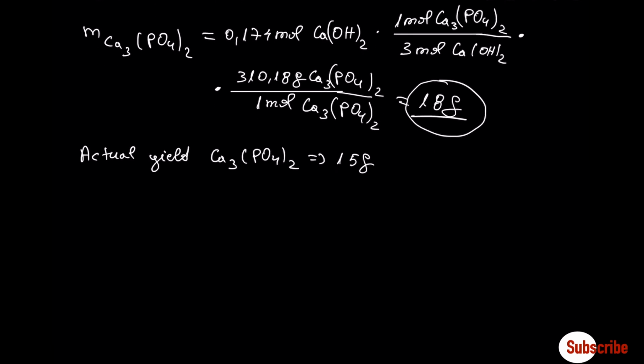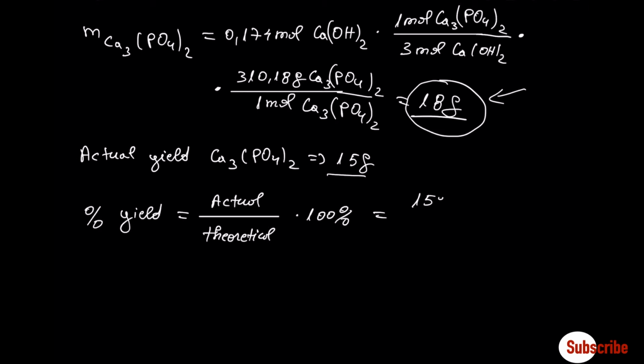So, in order to find the percent yield, we are going to use the theoretical yield that we calculated above, this one here, and the actual yield that is given here, this one. So from here we find that the percent yield is 83.33%.